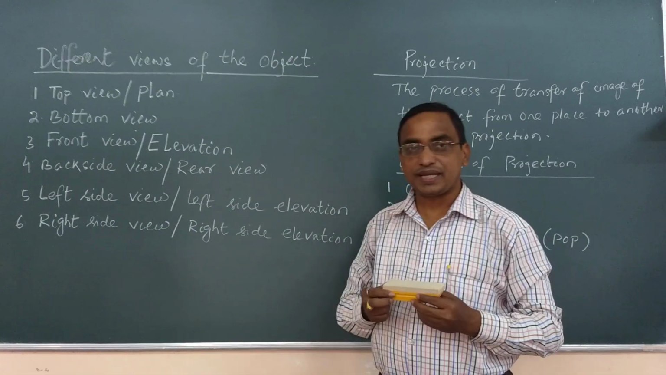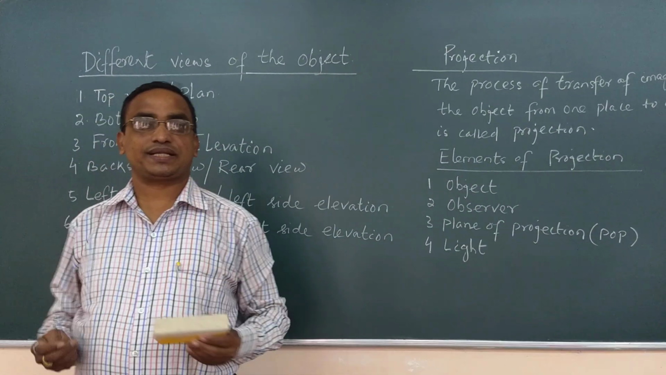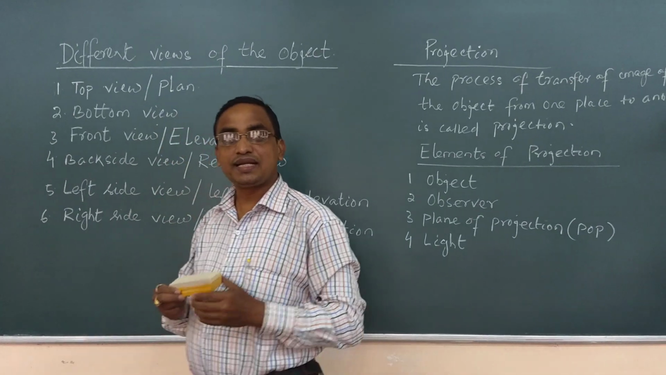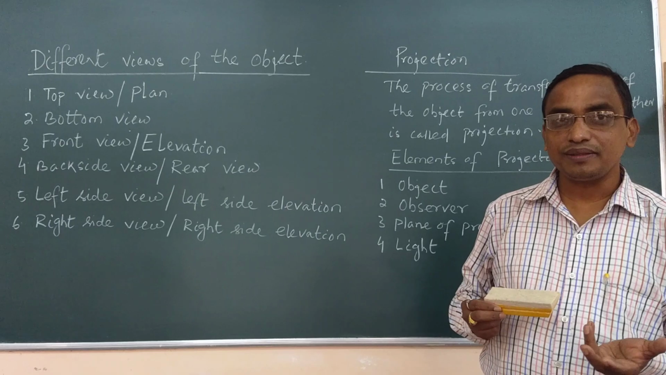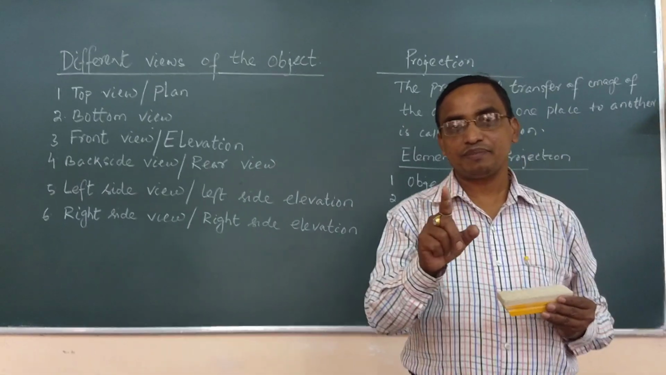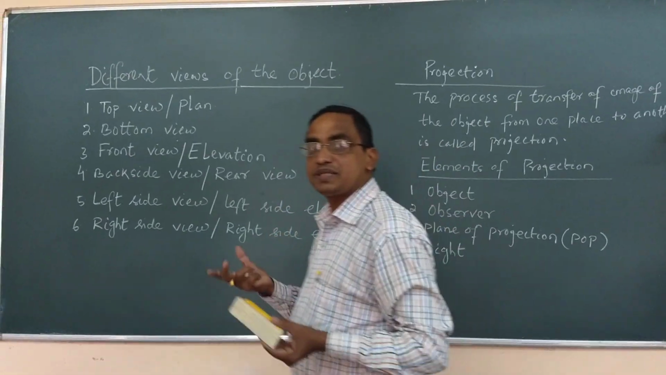Now it may be a question, what is the minimum number of views required to represent one object? The answer is, it depends upon the complexity of the object. If the object is so simple, only one view is sufficient. A very good example is the circle, meaning the 3D object is a sphere.